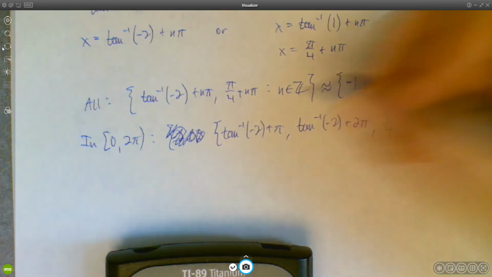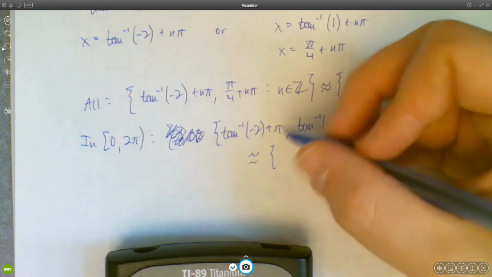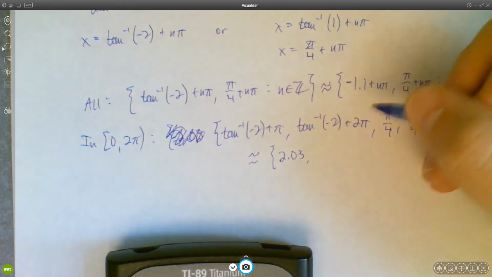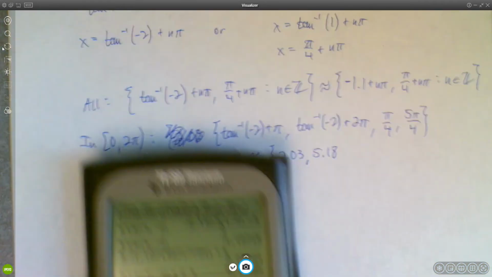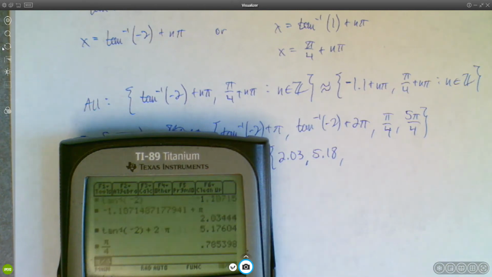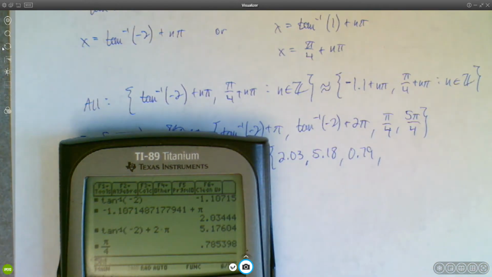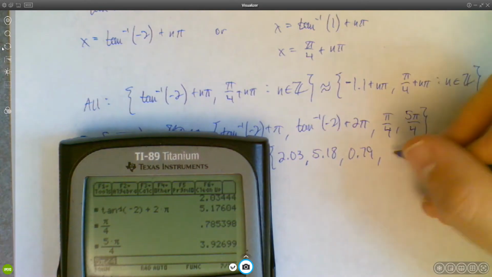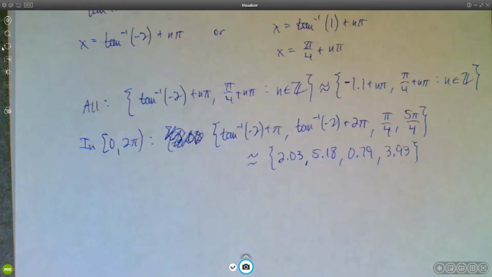That's all of them. Now if I want the approximations, tangent inverse of negative 2 plus pi was about 2.03. Tangent inverse of negative 2 plus 2 pi was about 5.18, right? So 5.18 approximately. I suppose we could approximate pi over 4, which is about 0.79, and 5 pi over 4 is about 3.93. Okay, so those are the approximate solutions that live between 0 and 2 pi. Anyway, so that's that one.